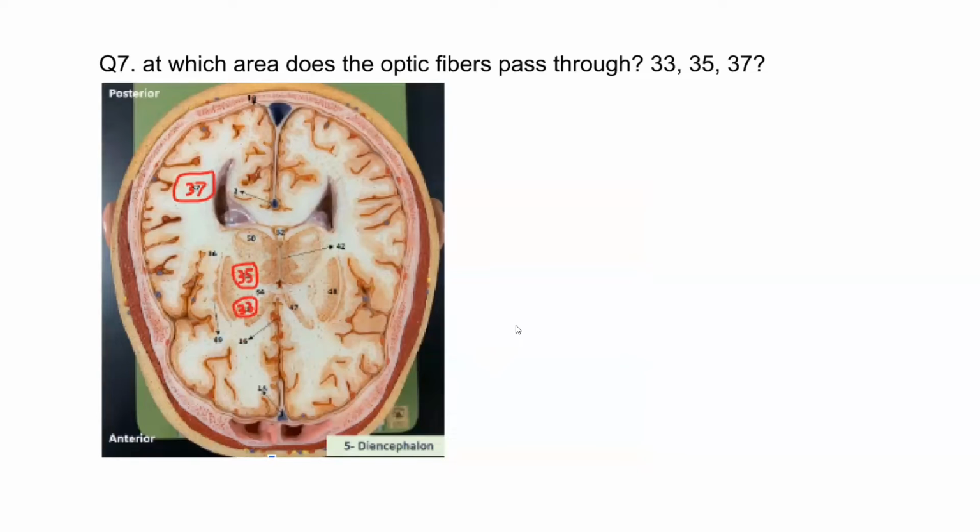Okay. So, which area do the optic fibers pass through? 33, 35, or 37? If anyone says 42, I'm going to leave.